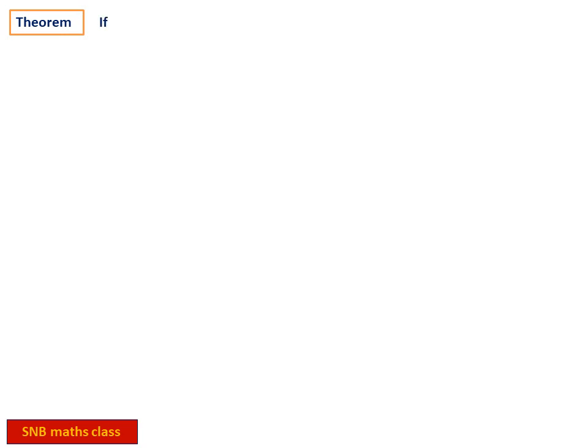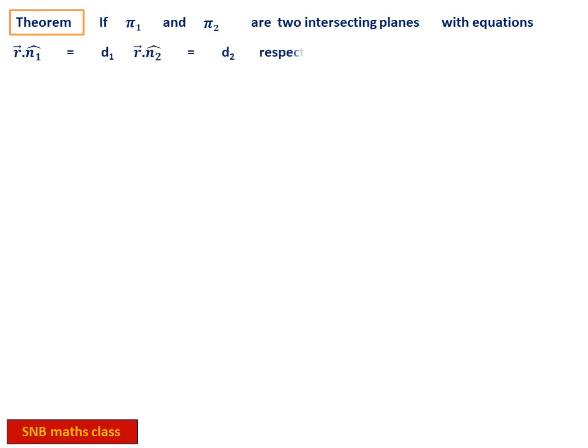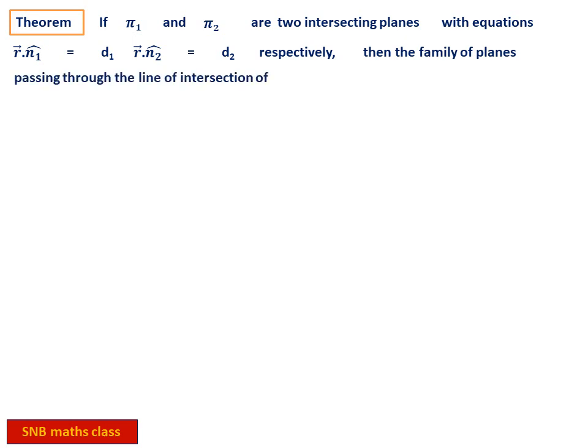So you can take it as a theorem. If pi 1 and pi 2 are two intersecting planes with equations r dot n1 equal to d1 and r dot n2 equal to d2 respectively, then the family of planes, it is not one single plane, family of planes passing through the line of intersection of pi 1 and pi 2 is given by this one, r dot (n1 plus lambda n2) equal to d1 plus lambda d2. So lambda is called parameter. That means based on the value of lambda, you get different planes passing through the same line of intersection.